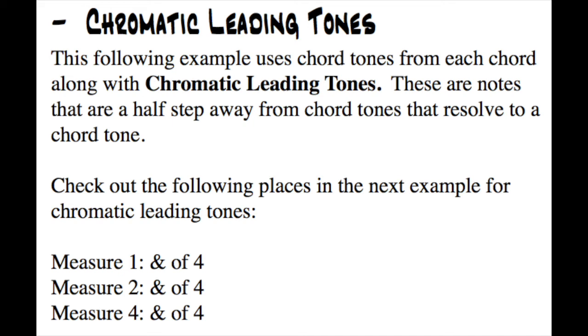Check out the following places in the next example for these chromatic leading tones. Measure 1 on the and of 4, measure 2 on the and of 4, and measure 4 on the and of 4. You'll notice that all of these points lead to beat 1 of the next measure, where it resolves to a chord tone. So these are anticipated chromatic leading tones.